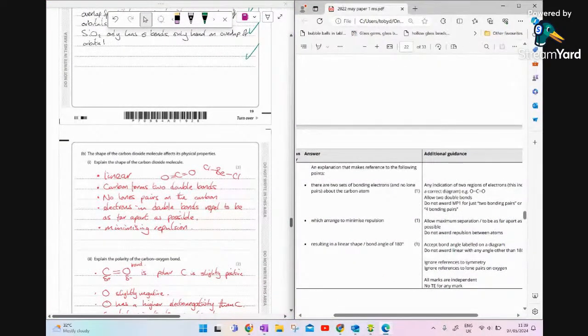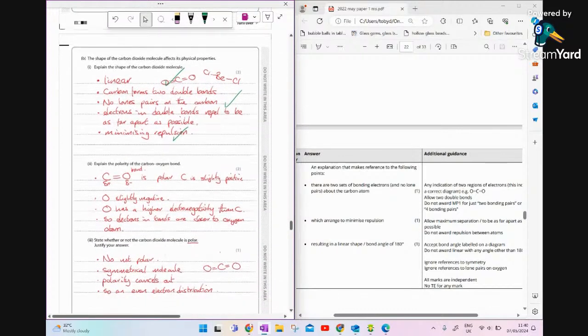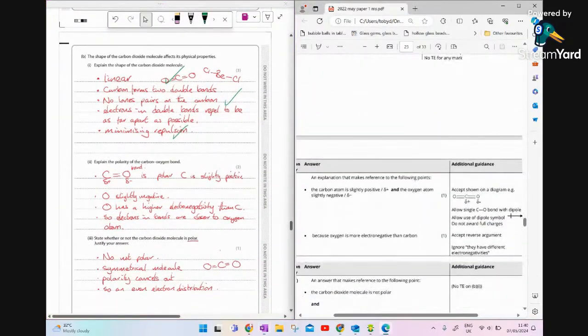So there are 2 sets of bonding electrons, no lone pairs, with arrangement to minimize repulsion. Got that down there. Yeah, shape is linear, with a bond angle of 180. Bonding, no lone pairs, 2 double bonds. Yeah, I'd give myself that one, but maybe want to add more detail next time. Mention the bonding pairs.